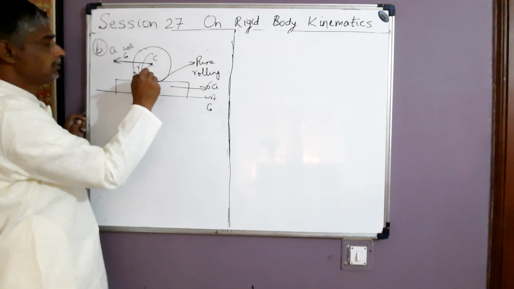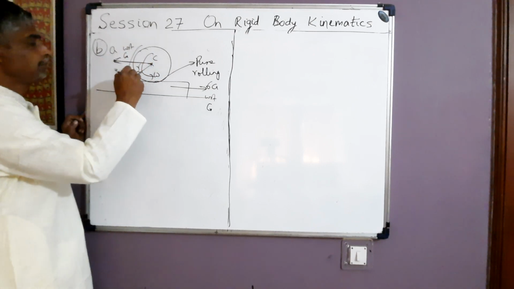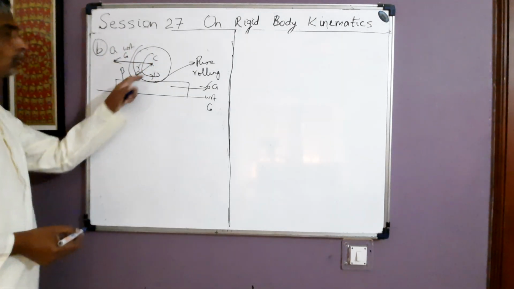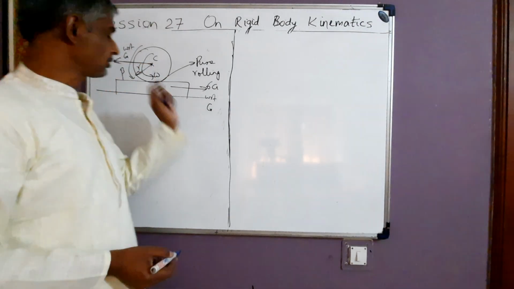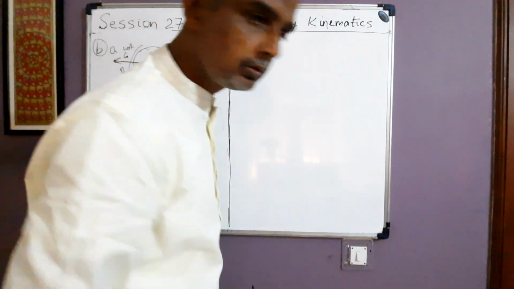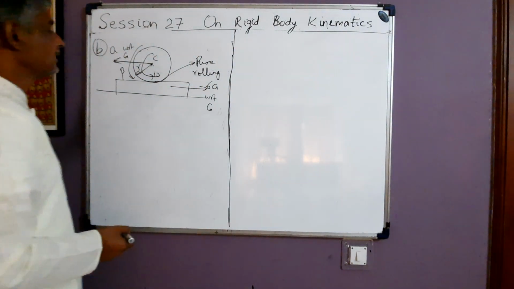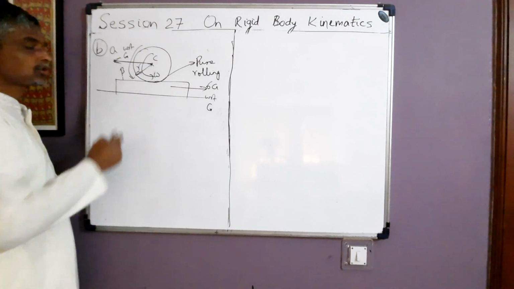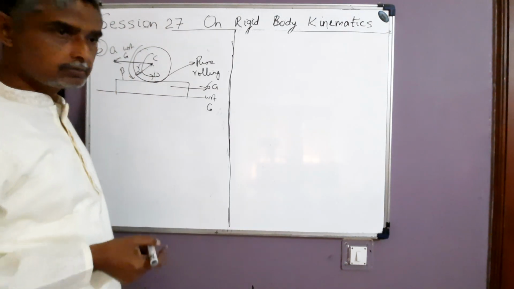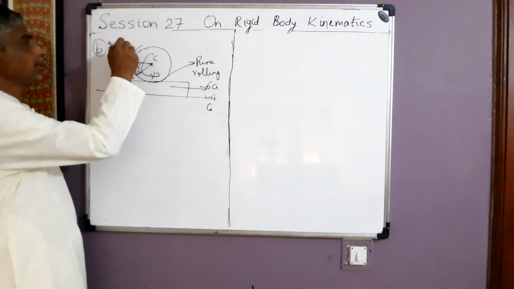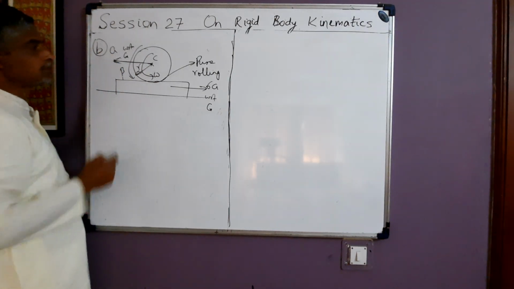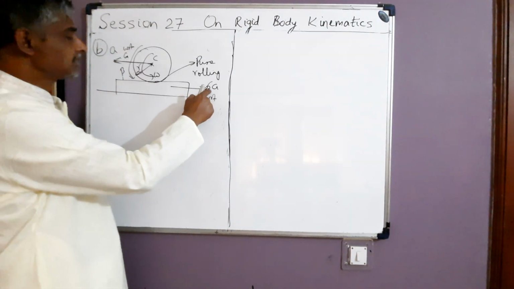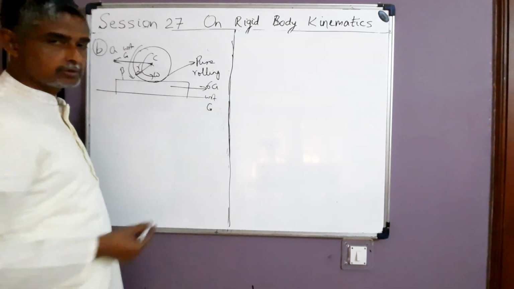And this rotates anti-clockwise with omega, and beta is also anti-clockwise. Both omega and beta are the angular velocity and angular acceleration of the drum with respect to ground. And A is the acceleration of center C with respect to ground, leftward. And 6A is the acceleration of the plank with respect to ground, rightward.